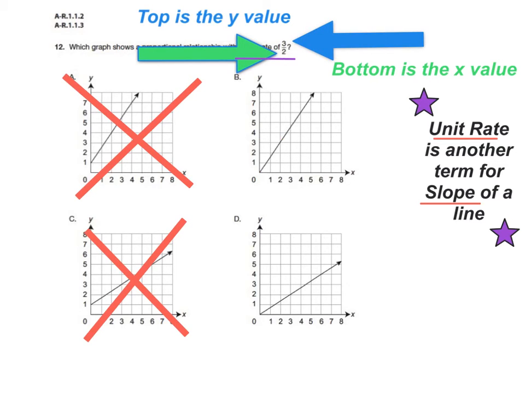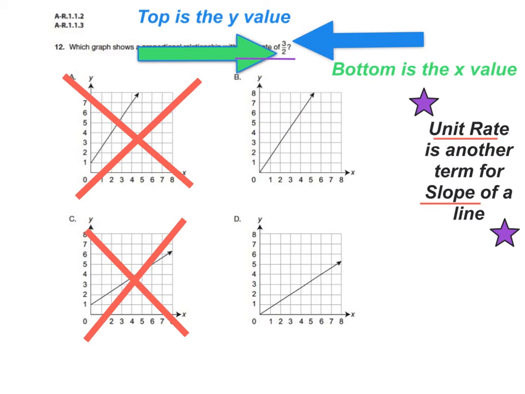So if I were to go where I was right there, and go up 3 more and over 2 more, I'm on the line again. Up 3 more, over 2 more, I'd still be on that line. That is what the slope is, and the slope is also defined as the steepness of a line. So unit rate, again, is another term for slope.